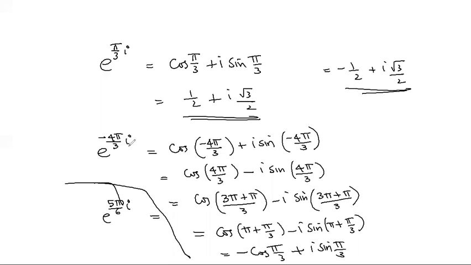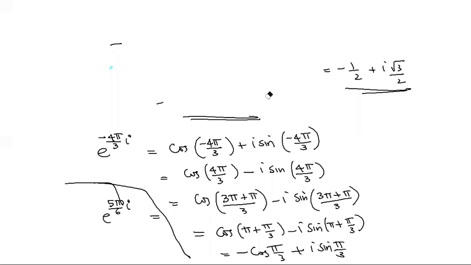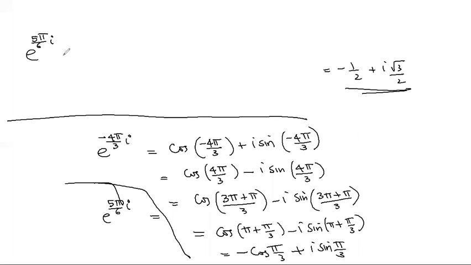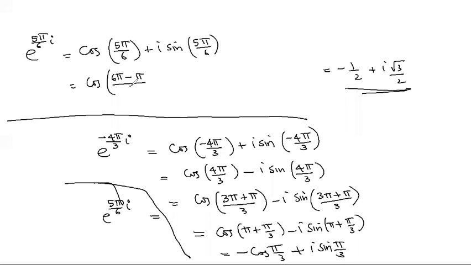e raised to minus 4 by 3 pi i, the same thing. Now we'll do the last question. e raised to 5 pi by 6 i. Cos 5 pi by 6 plus i sine 5 pi by 6. That is cos 6 pi minus pi upon 6 plus i sine 6 pi minus pi upon 6.